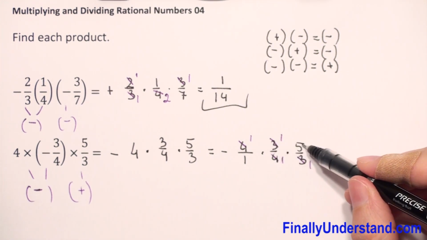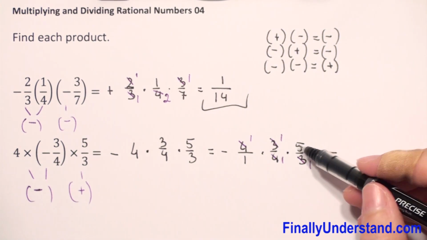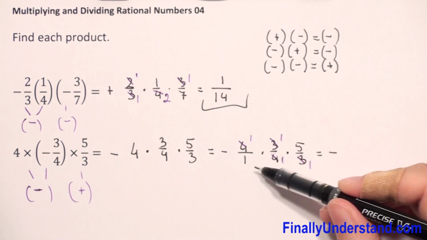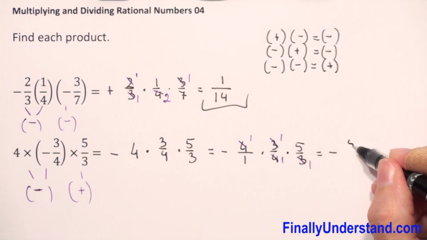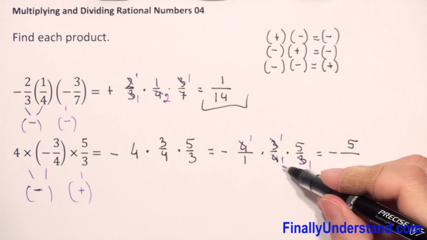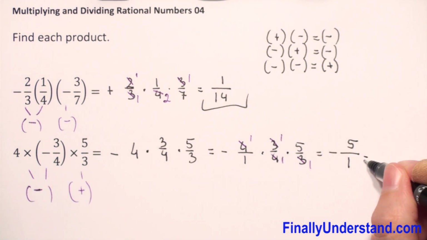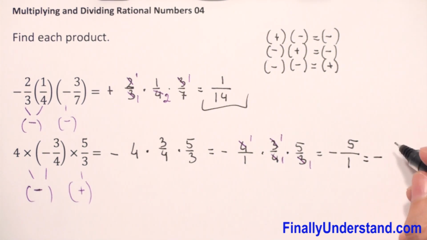1 times 1 times 5. We multiply fractions: numerator times numerator, denominator times denominator. So 1 times 1 times 5 is 5. 1 times 1 times 1 is 1. The negative sign we copy. 5 divided by 1 is 5. This is my solution.